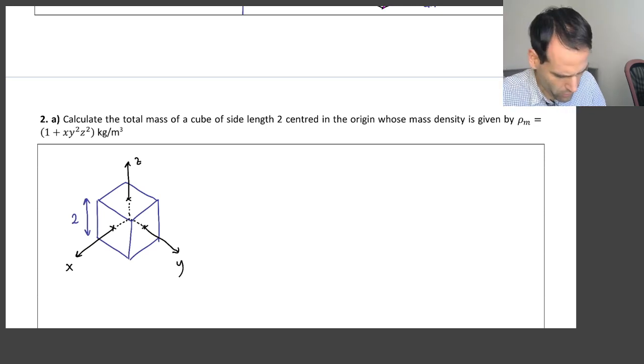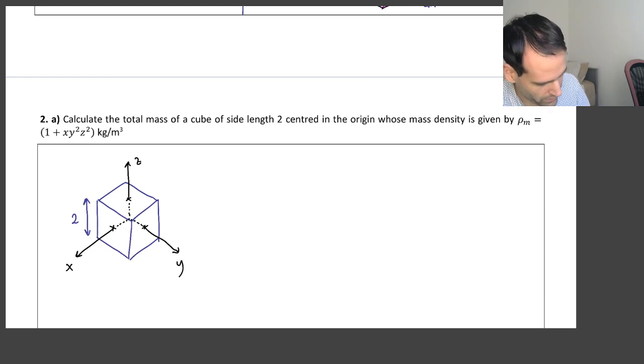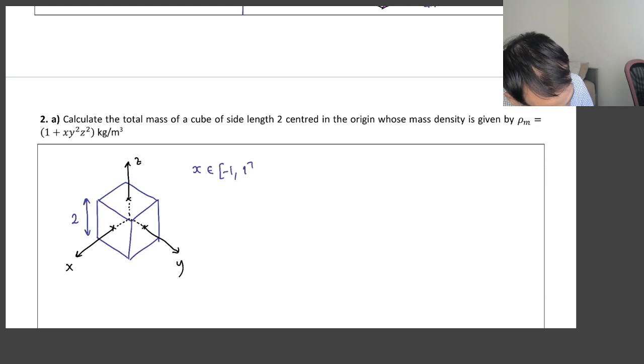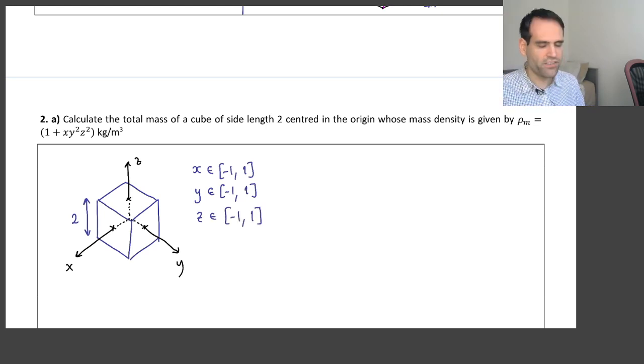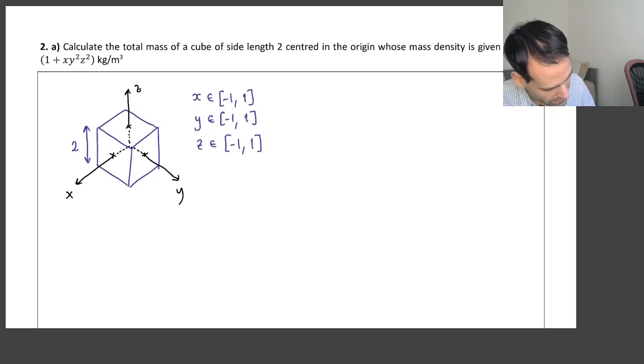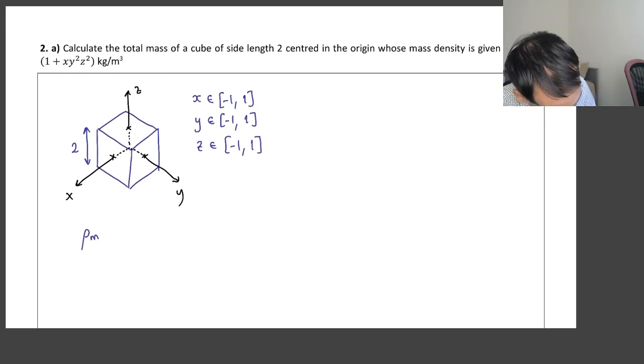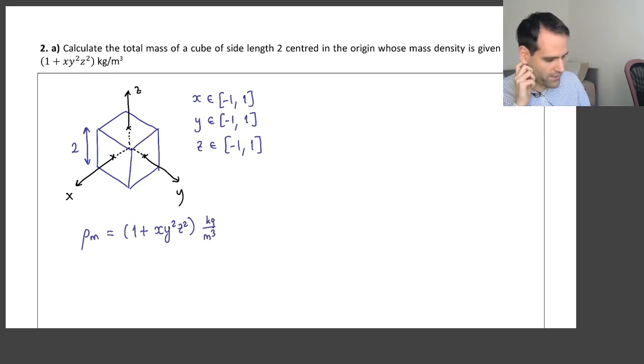Okay, so that's our cube, which means that what are the limits in x, y, and z? So clearly the limits are -1 to 1 in all of the directions, x, y, and z, right? Because it is centered in the origin, but it has a side length of 2. And now we also know that the density is a function of x, y, z, and is given by 1 plus x, y squared, z squared in kilogram per meter cubed. So that's the density. So let's calculate the mass of this cube.